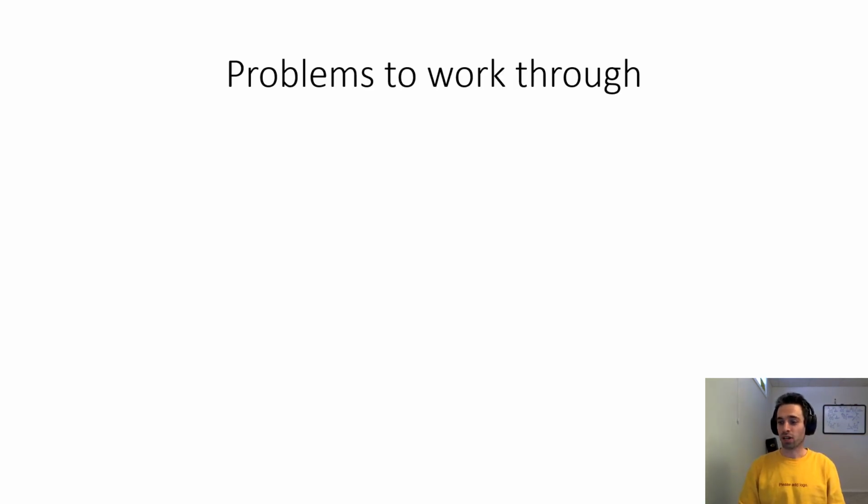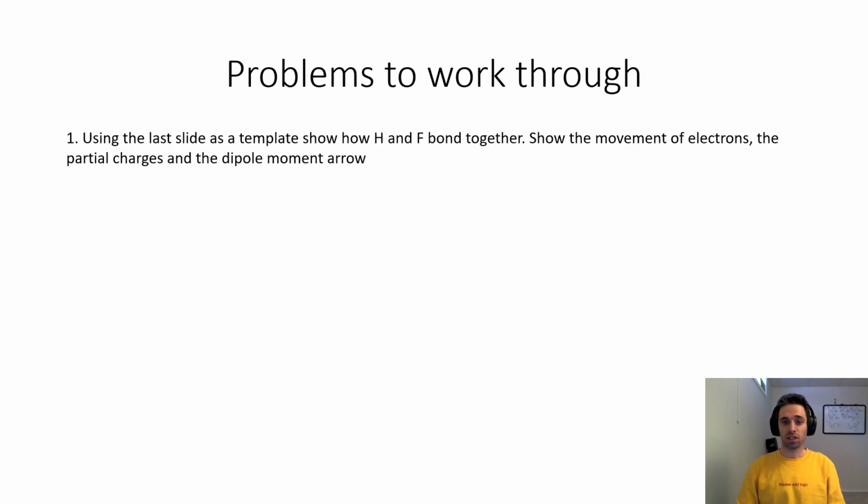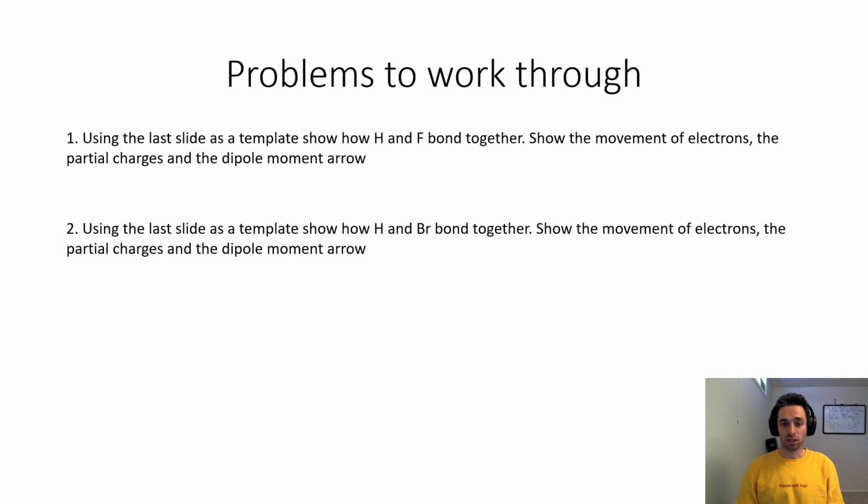And as usual, you should work through the following practice problems to see that you understand the material. Number 1, using the last slide as a template, show how hydrogen and fluorine bond together. Show the movement of electrons, the partial charges, and the dipole moment arrow. Number 2, using the last slide as a template, show how hydrogen and bromine bond together. Show the movement of electrons, the partial charges, and the dipole moment arrow.